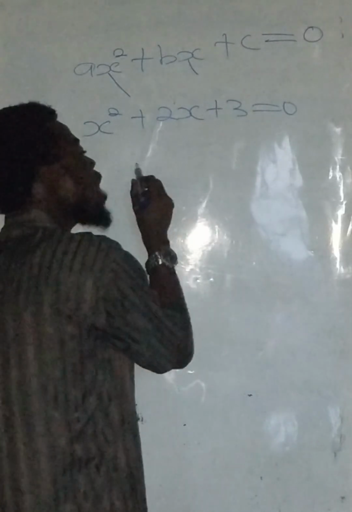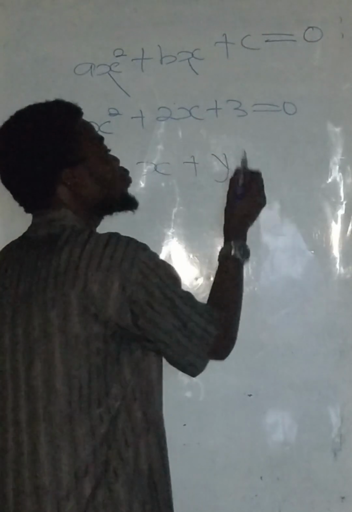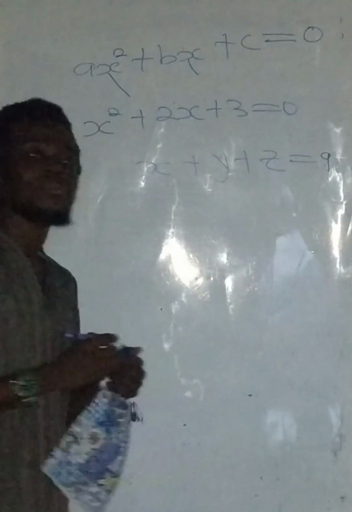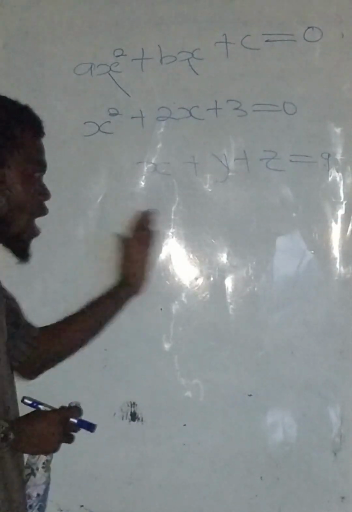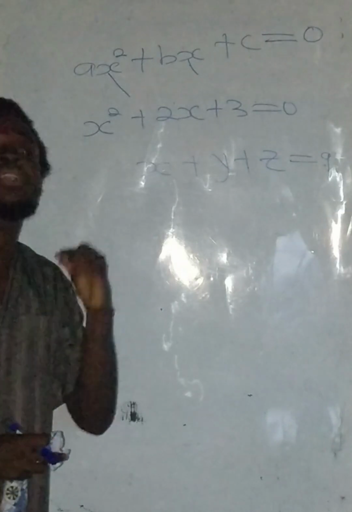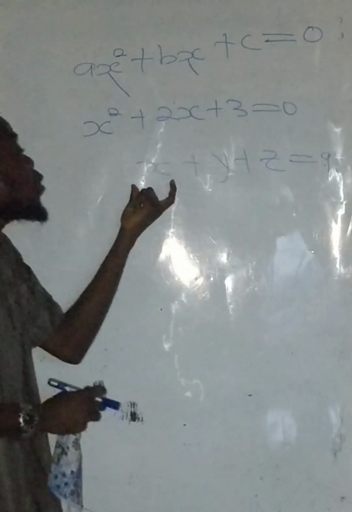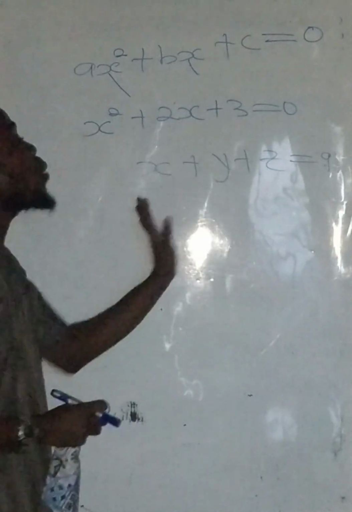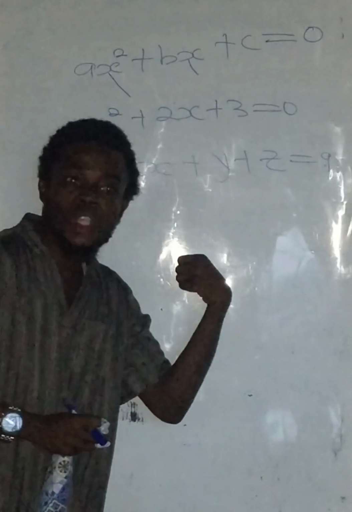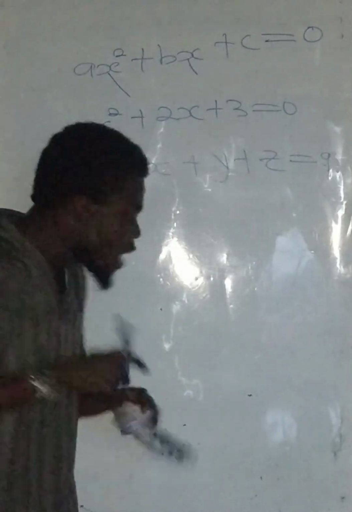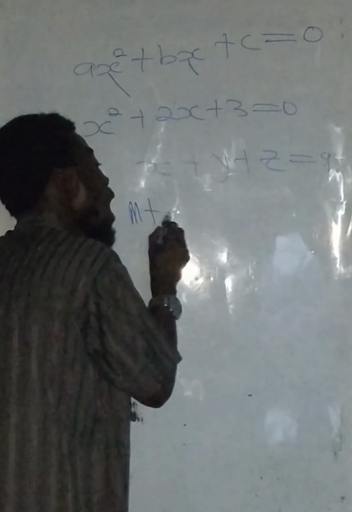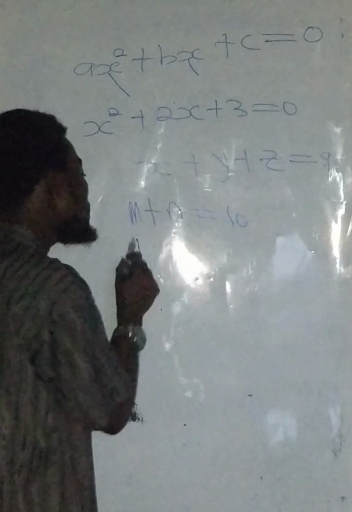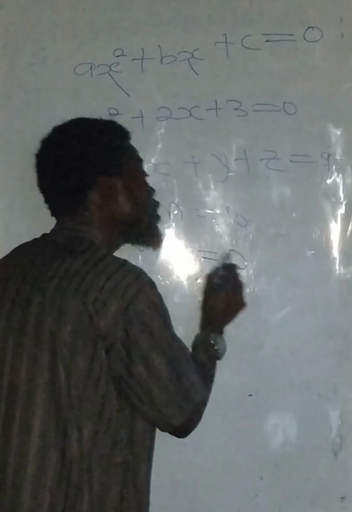If we have x plus y plus z equals, let's say, 9, how many variables are you seeing here? We have 3 variables. But we say this is a simultaneous equation because you must solve for either x, y, or z first, after which you come for the balance 2 and solve for them as well. It can also be m and n equals 10, or p plus q equals 0. It can be any letter.